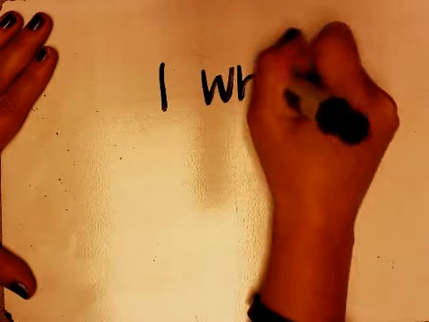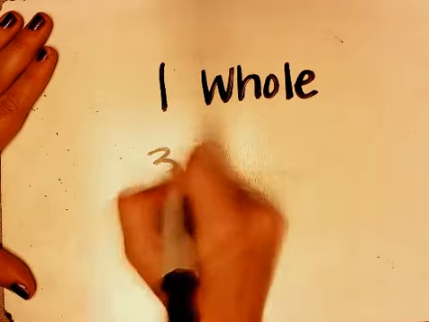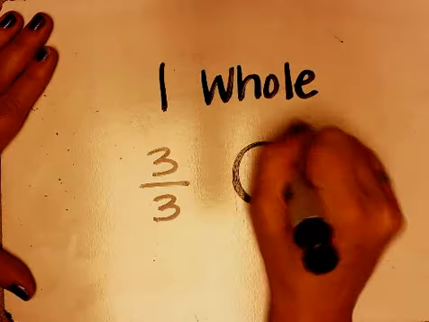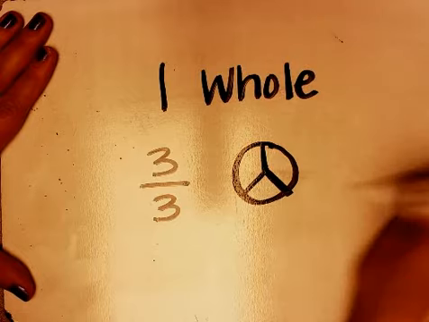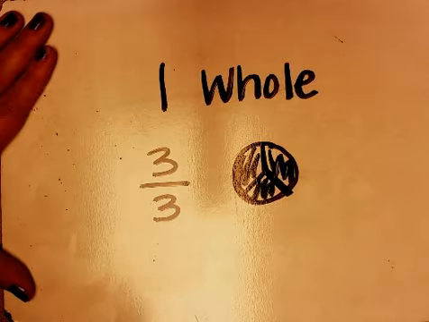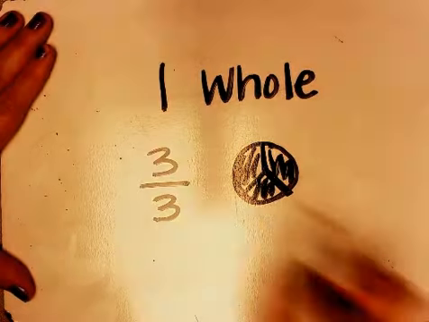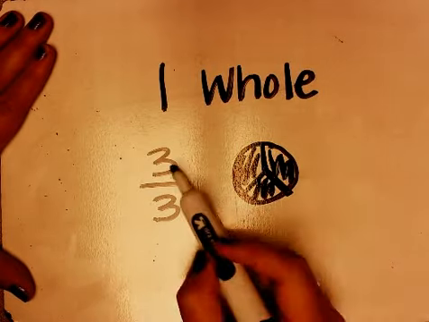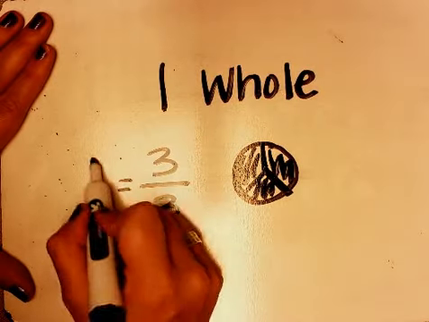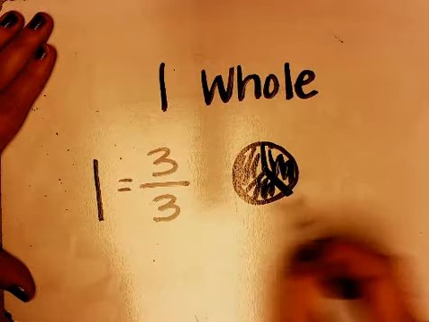Anytime we have a fraction with the same number on top as we do on the bottom, that just means that we've got that number of parts and they're all completely shaded. It does not mean we have 3 wholes, it means we have 1 whole. So again, we can relate that to division. 3 divided by 3 is equal to 1. So that can help them make that correlation.